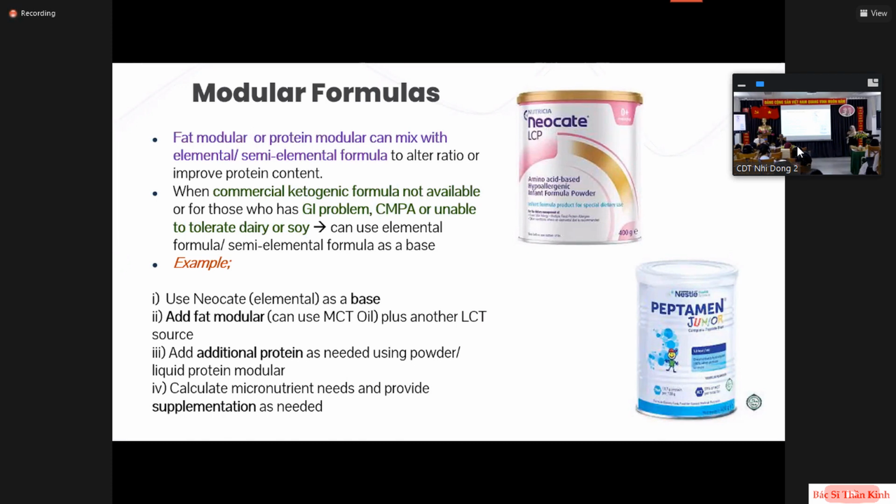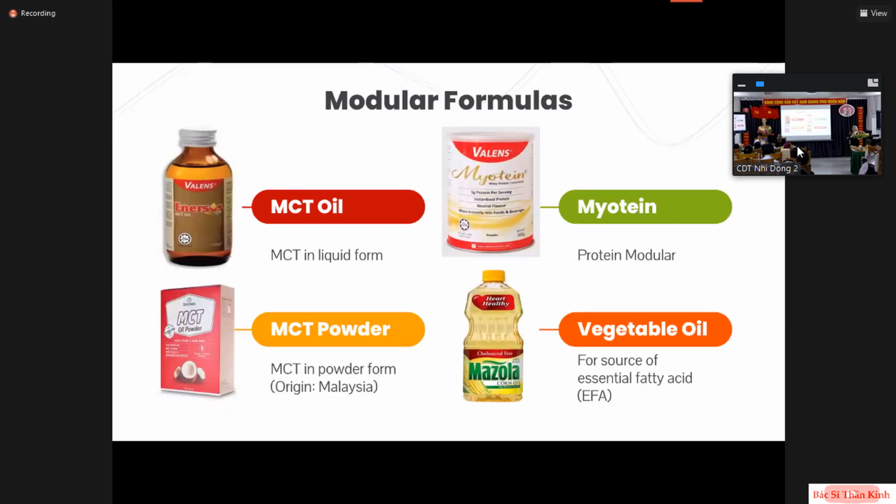This is an example of how to design the modular formula. First, you use the formula, whether elemental, standard, or semi-elemental, as a base. Then you add fat modular, whether you use MCT oil, another long chain fatty acid, or any veggie oil, and you add protein as needed. Okay, you can use protein powder or liquid protein, the modular, and you calculate the micronutrients and provide supplementation as needed. Okay, so these are the modular formulas.